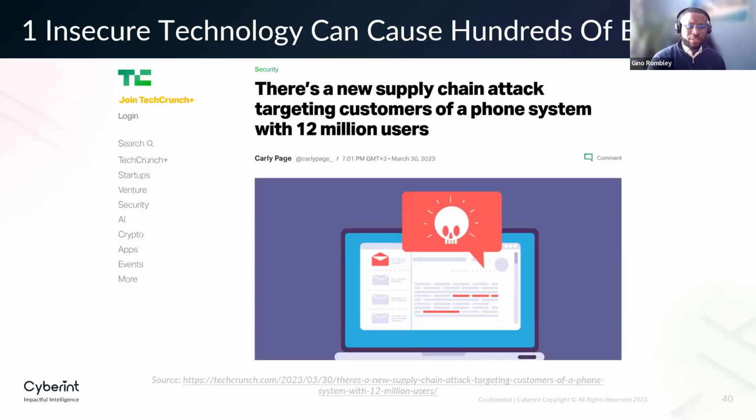Similar as well with the 3CX breach, the phone system breach with only 12 users, right? Similar situation. That was one thing notable: a supply chain attack targeting the customers of this phone system with only 12 users. So again, a solution that you're using, a third party breach that can happen, can also have an impact on your organization.